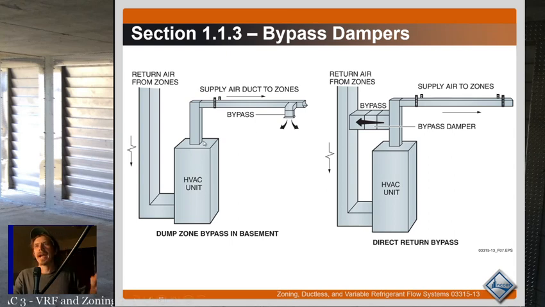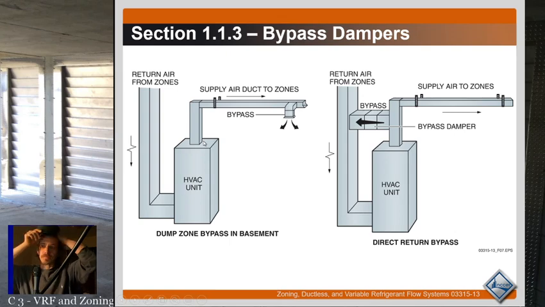I've never seen a house that had a dump zone. Obviously they're saying put a dump zone in a basement. I guess you could, but again, most modern houses are going to have at least somewhat finished basements. There's no real good place for a dump zone in most houses, but it is one way to handle the issue. The other way to handle the issue is, like I was talking about before, your direct return bypass.